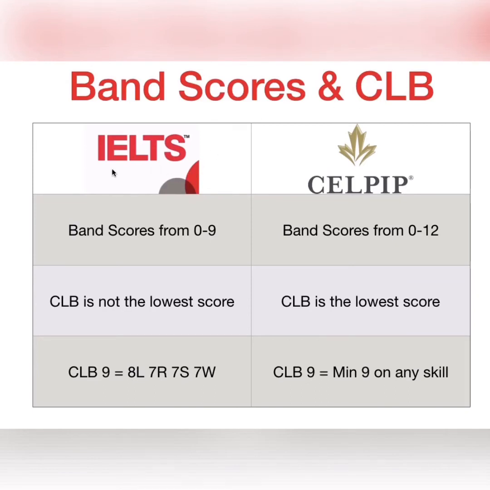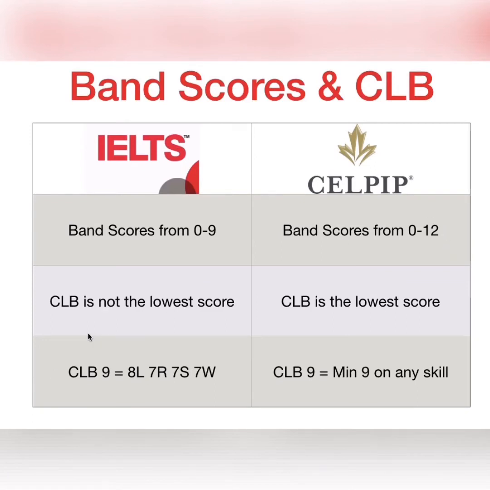So let's talk about the IELTS in terms of the band scores. The band scores on the IELTS will range from a 0 to a 9. So 0 meaning you didn't even show up to the exam, and a band 9 that you are a native speaker. The CELPIP ranges from 0 to 12. Now that doesn't mean that they have different proficiency levels, it's just their score rating.